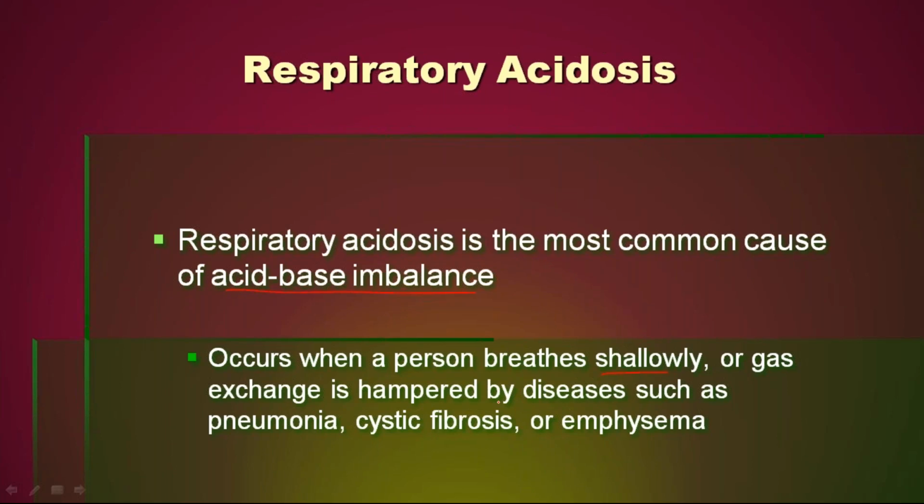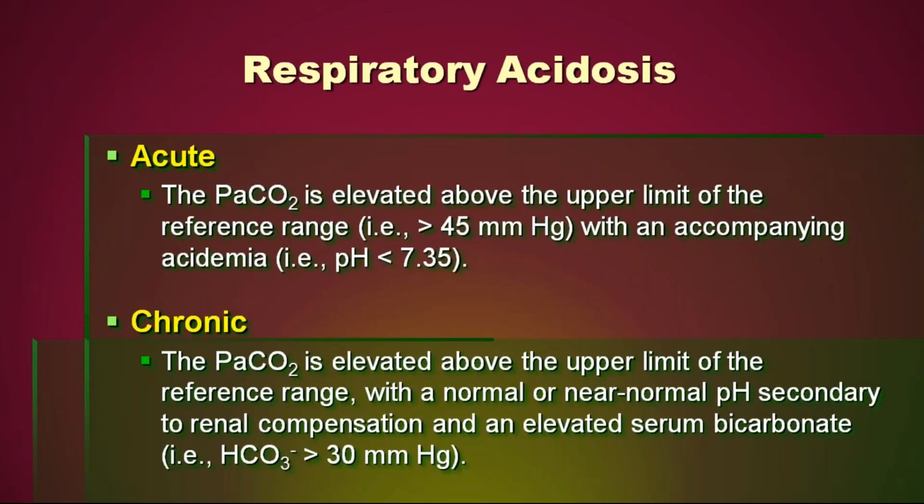Cystic fibrosis, again, too much fluid, secretions blocking the airways. Emphysema, where the exchange surface itself is destroyed because the alveoli have coalesced. These are the conditions which may produce acidosis, especially as a chronic condition. It may also be acute, where there is a sudden elevation above the upper limit, that is above 45, and there is an acidemia, with pH falling below 7.35. What happens in chronic is that PCO2 is elevated above the upper limit, but pH is not decreased as much.